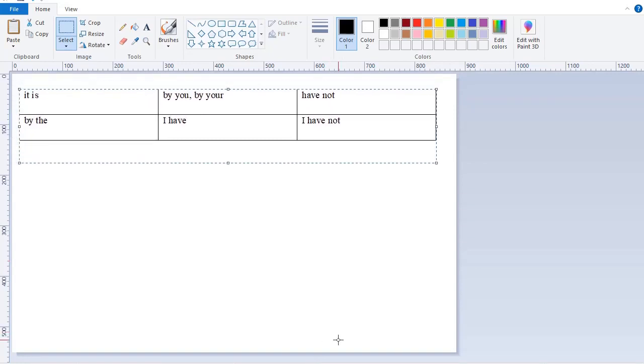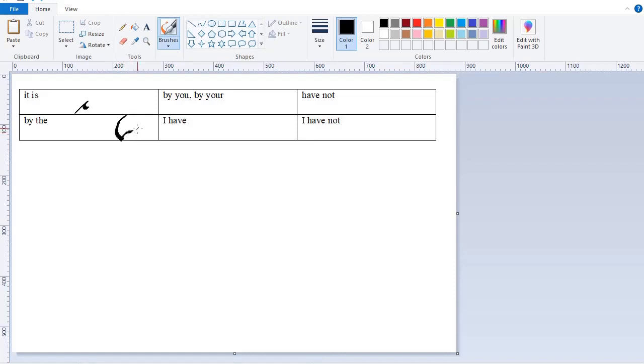Oh, yan, additional. When it says additional, extra. Pero this is used also most of the time. So it is, you have it, which is represented by your T, and then is, which is represented by your S. So it is. Now by the, you have B, and then the, which is represented by your TH. So that is how you stroke by the. B, and then TH. Ayusin na nga lang natin. So we have B, and then we have TH. Ayan. Next, by you or by your, you have B, and then you. Next, I have. You have I. Oops, sorry.